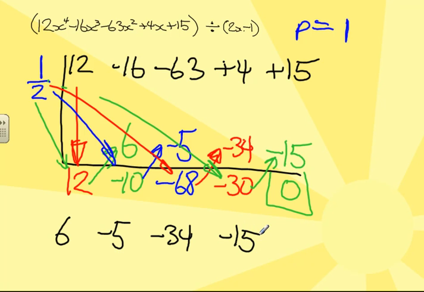Now, I'm not done yet. I still have to put my x's in. Now, since we started at x to the power of 4, our answer is going to have an x to the power of 3. So this one's going to be x to the power of 3. This is going to be x squared. This one's going to be x. And there's nothing on the 15. So this is our end answer.